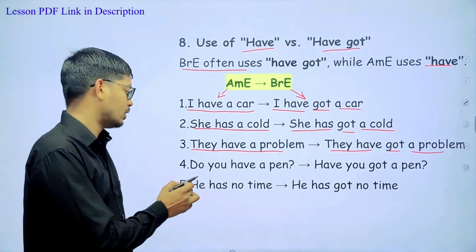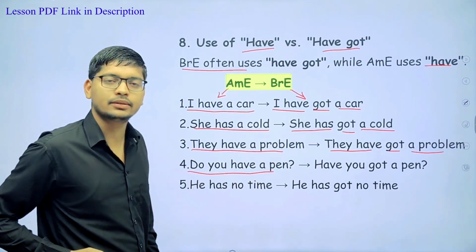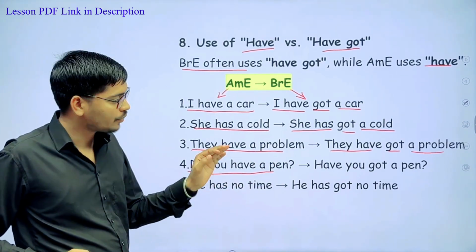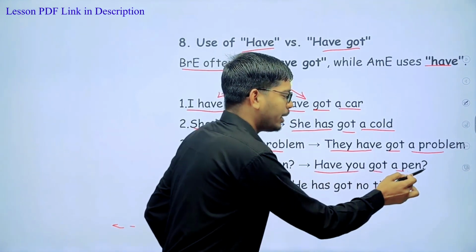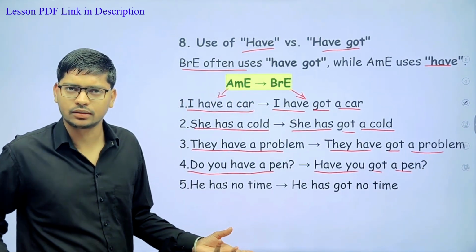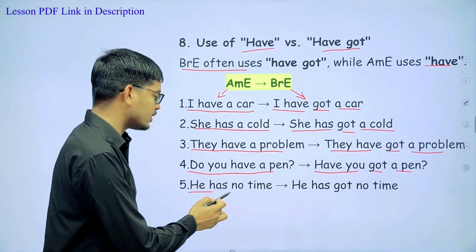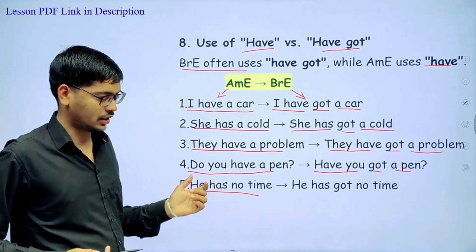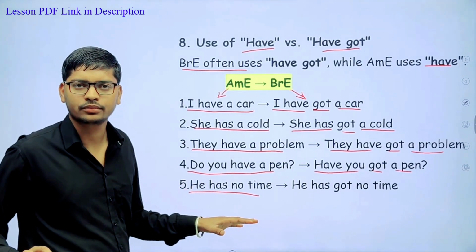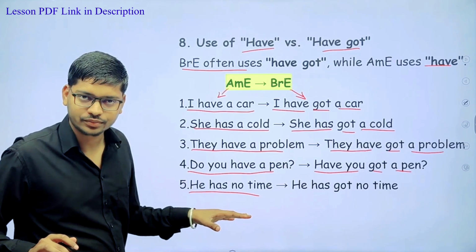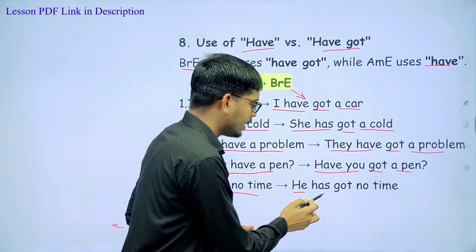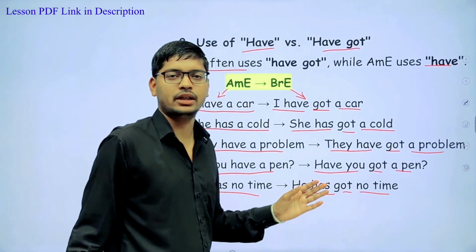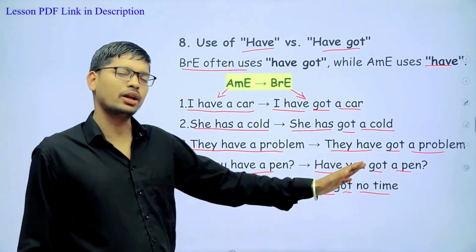Do you have a pen? In American English. But in British English, have you got a pen? Next, he has no time in American English. But if I talk about British English, he has got no time.